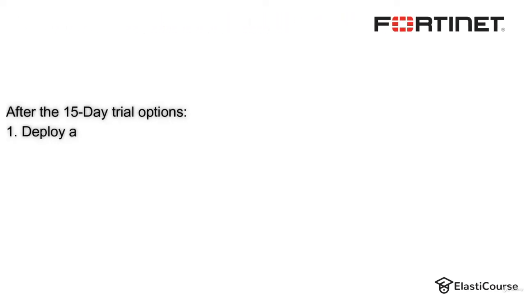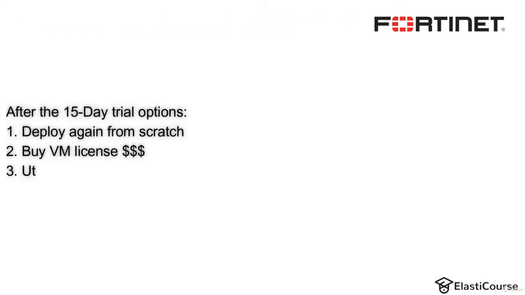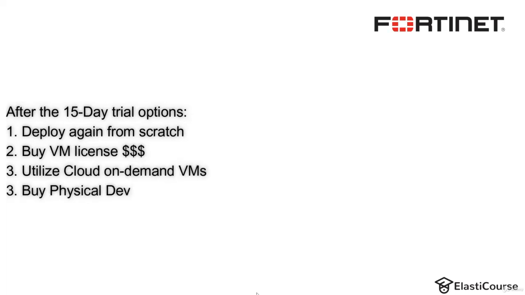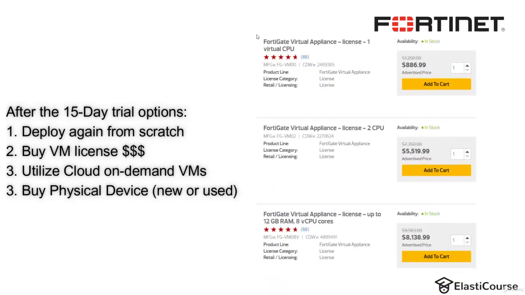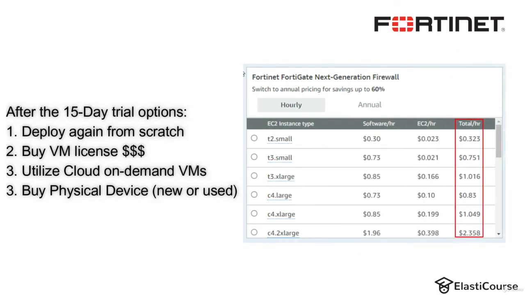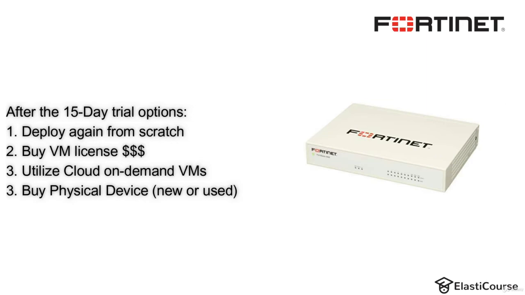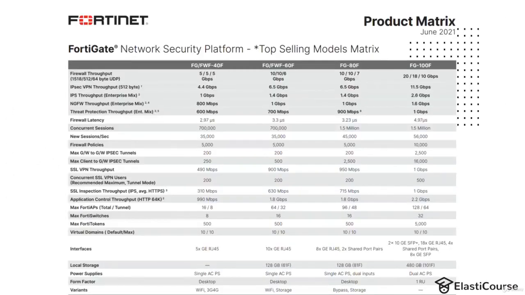Now, when your trial VM expires, you have the option of deploying it again from scratch and start another 15-day clock, buying a VM license, which can be expensive, utilize the cloud VM offering and pay as you go, or you can look at the option of buying a physical device. Just Google Fortigate product metrics, which lists all the physical models and their technical specs. There are overwhelming numbers in this sheet, so I will focus on the info that matter the most.